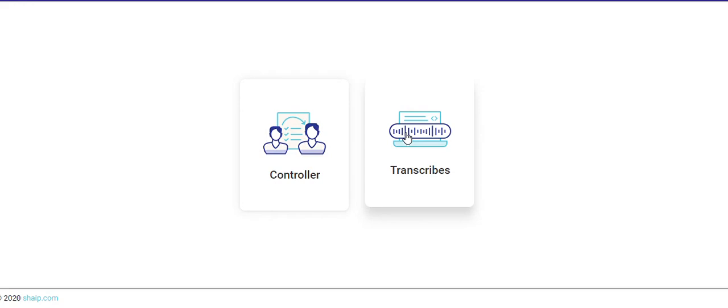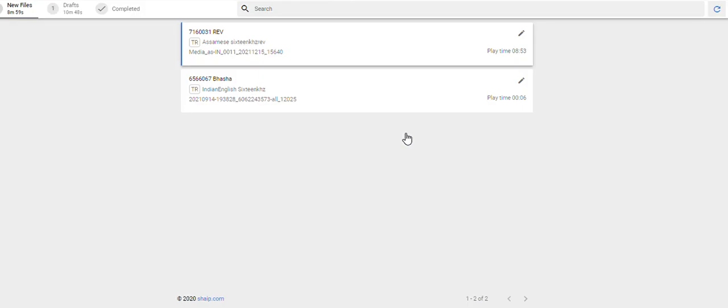Let's move to the transcribe options. Once you click on the transcribe options, it will take you to the main page of the transcription, where I'm getting three main options. One is new file, second is draft, third is completed. In new files, you can check a number is given, 2.